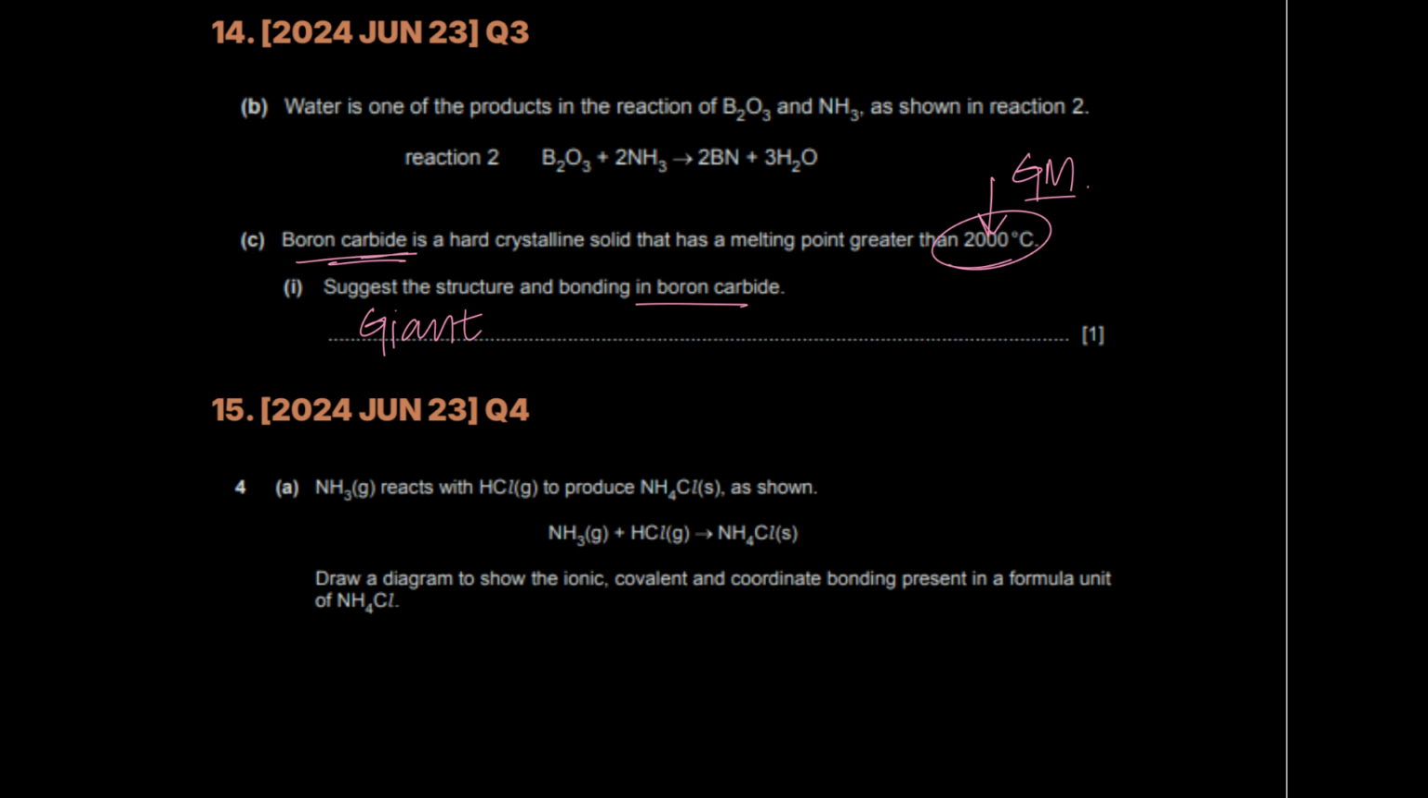Because these are non-metals. How in the world can a non-metal have a high melting point? Only if it is a giant molecular structure. So it's a giant molecular structure. And what's the bonding? It has covalent bonds. So it's a giant molecular structure with covalent bonds. So 1 mark for just this and this.